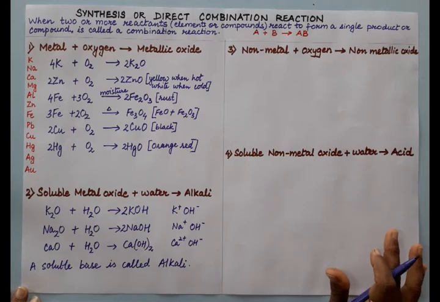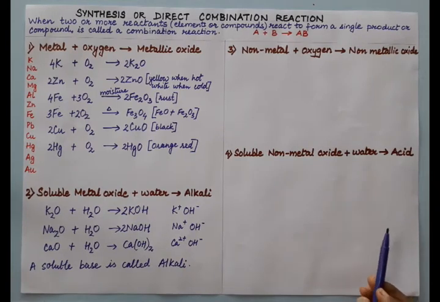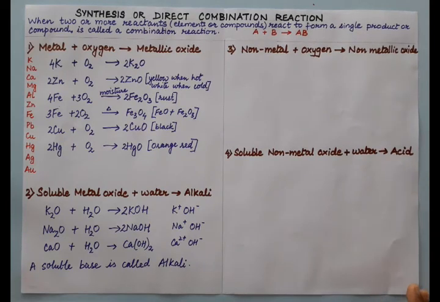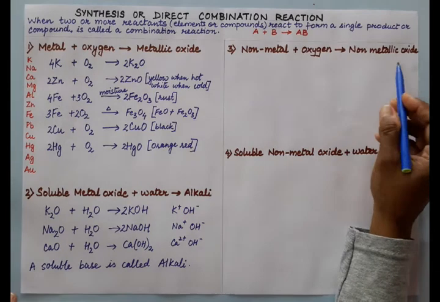Now the third rule is non-metal plus oxygen gives non-metallic oxides. Now all these non-metallic oxides are acidic oxides, except a few. So non-metallic oxides are acidic oxides. Now let us take the examples. First we will take the examples of acidic oxides. Non-metals react or burn in oxygen under different conditions to form oxides.